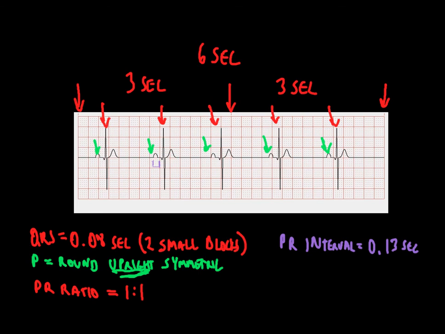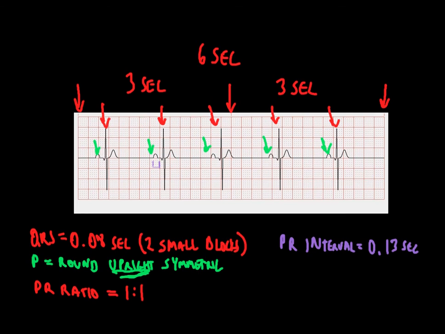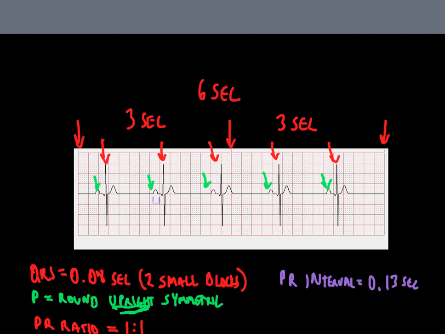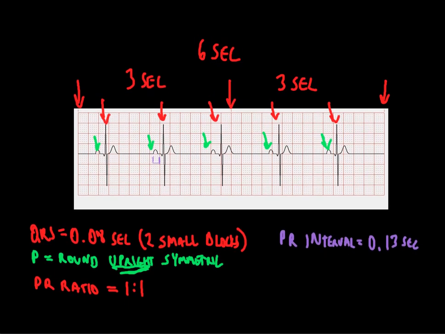Get a little bigger brush now. Once again. Oops. There we go. And if I can get my pen back, there we go. I want to just mark where that is. So there's my PR interval. And that seems consistent, so I've got the same distance each time.